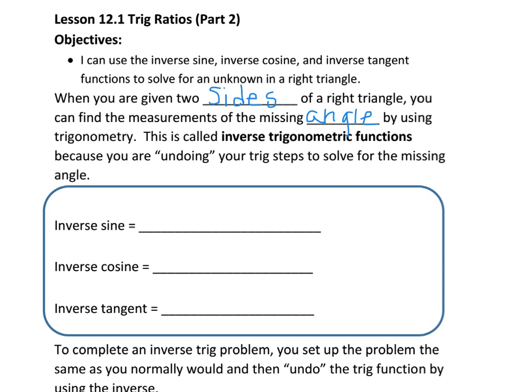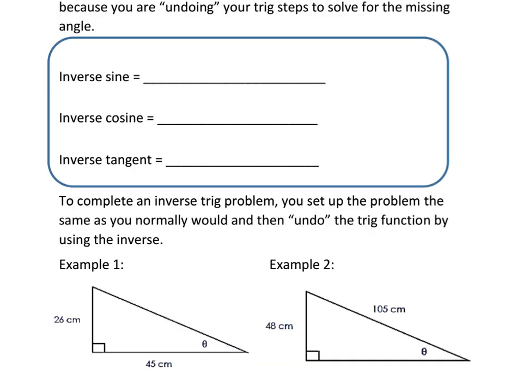When you are given two sides of a right triangle, you can find the measurement of the missing angle by using trigonometry. This is called inverse trigonometric functions because you are undoing your trig steps to solve for the missing angle. To solve for the missing angle, we will have to use inverse.